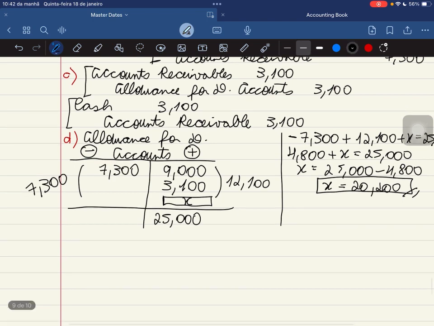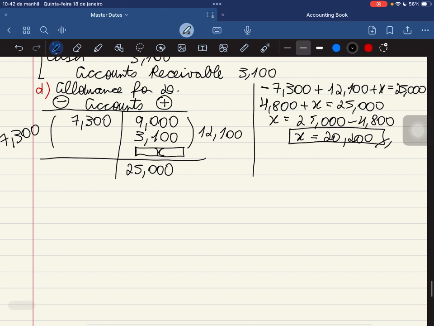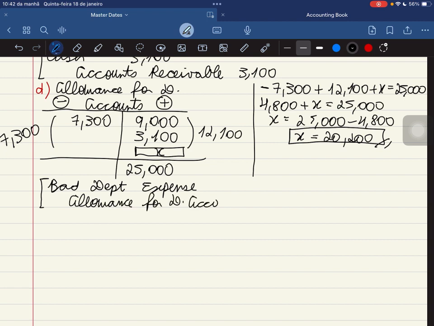So the adjusting entry that you are going to make is going to be over here, bad debt expense and allowance for doubtful accounts. And you just use the value that you just figured out over here, like this. Okay, good.